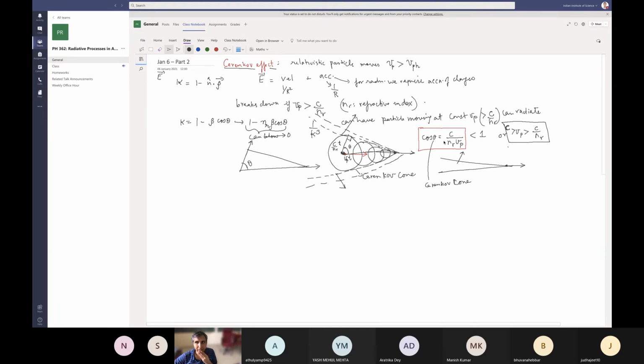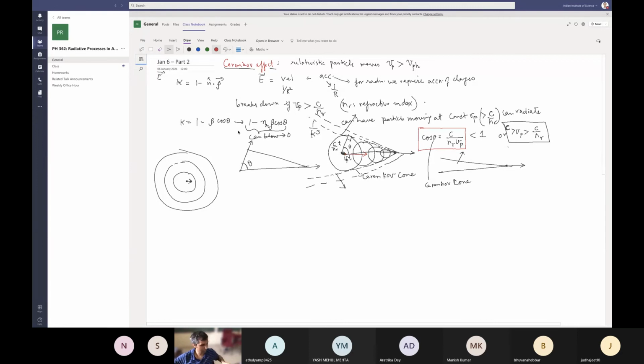And of course, if c by nr is greater than vp, you don't have Cherenkov radiation. In that case, even though the particle is moving like this, your radiation moves in all directions. Your particle is slow. That's the usual case. So this is the Cherenkov effect.